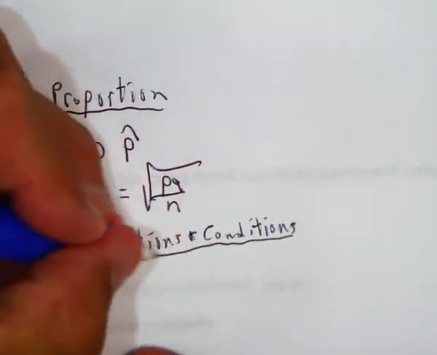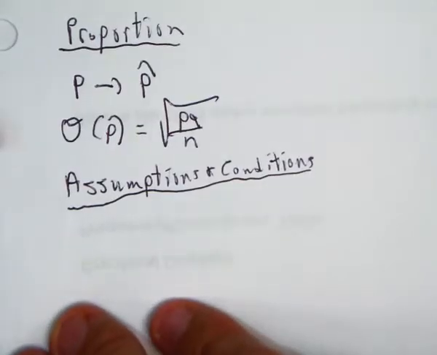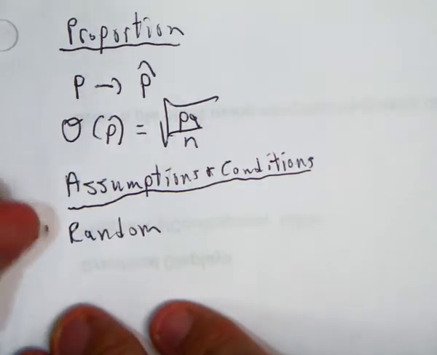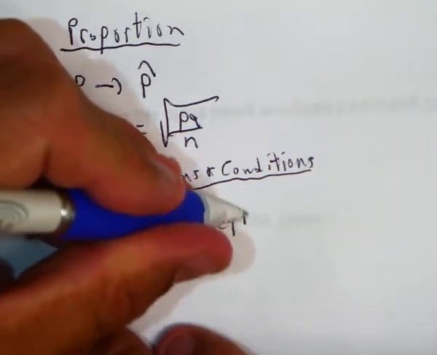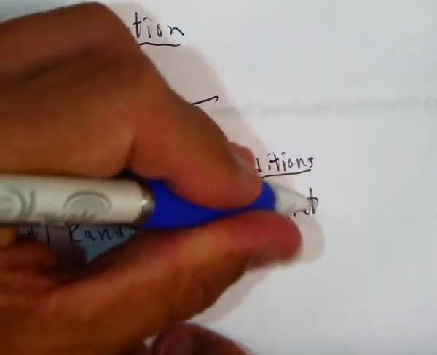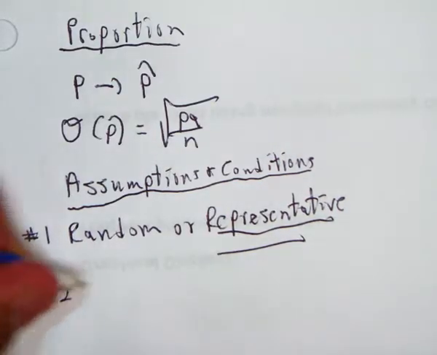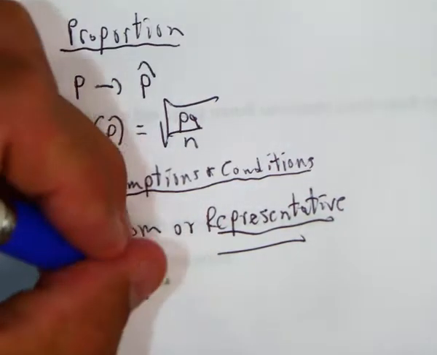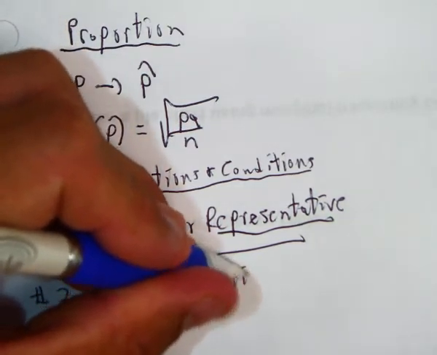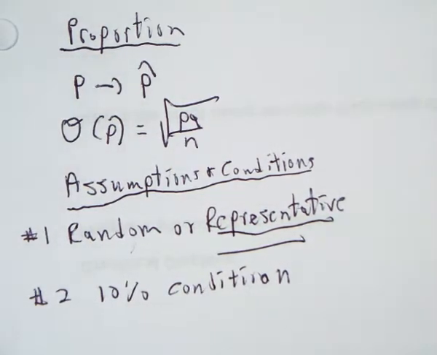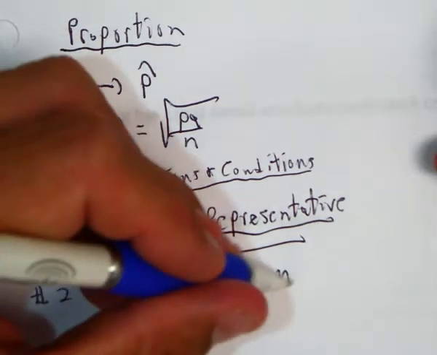Okay, well, the first assumption or condition is that this sample is random or representative. So we're going to assume that this bag of seeds is representative of all bags of seeds. Okay, number two is the 10% condition. The 10% condition says, because we're sampling without replacement, that 160 seeds must represent less than 10% of all seeds. So we're going to assume that that condition is met as well.